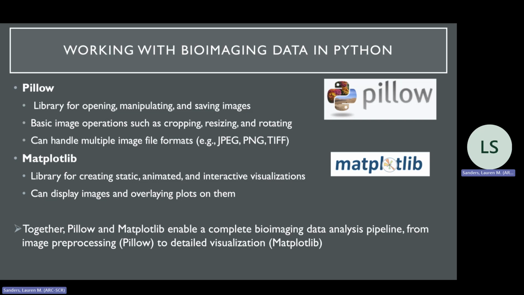Matplotlib is a library that is commonly used for creating graphs and plots, but it also can be used for displaying images and overlaying plots on them. So when Matplotlib is used together with Pillow, you can create a complete bioimaging data analysis pipeline. You can do your image reading in and pre-processing using Pillow, and then you can display all of the images using Matplotlib. And so that's how we're going to use both of these libraries in conjunction in the notebook.